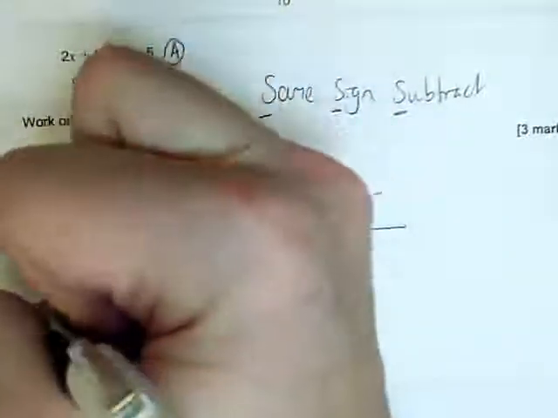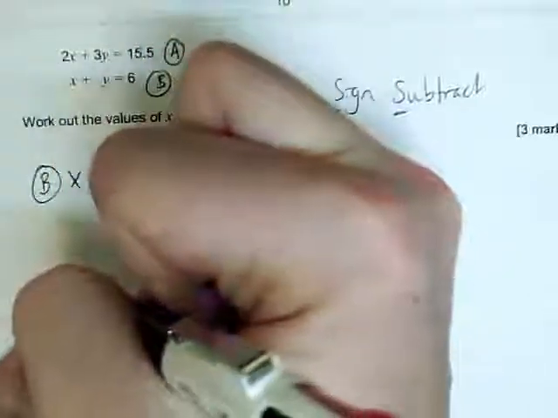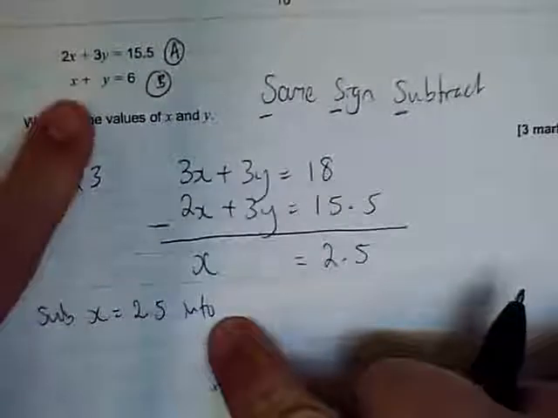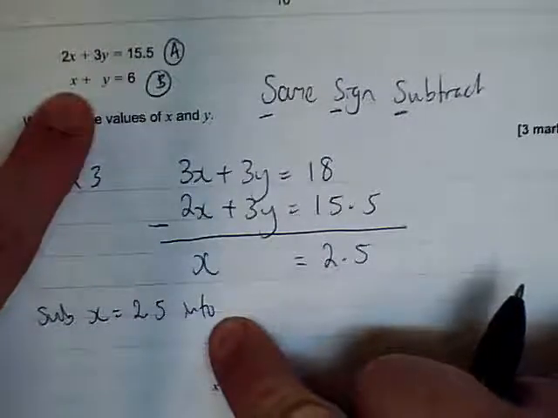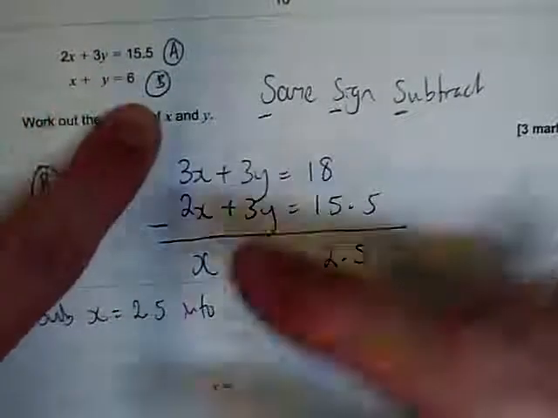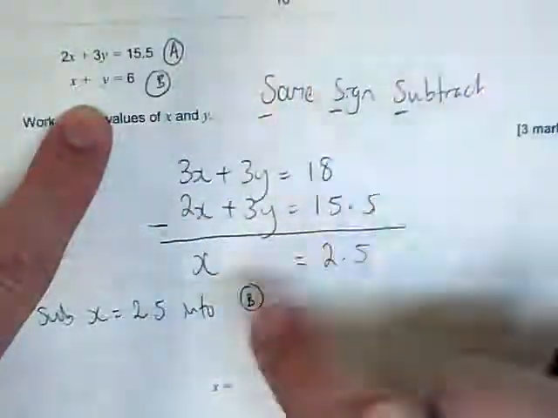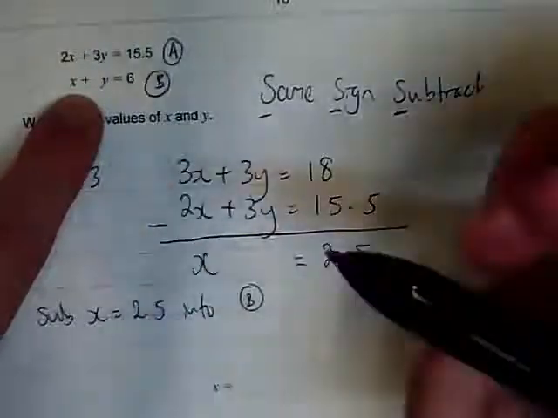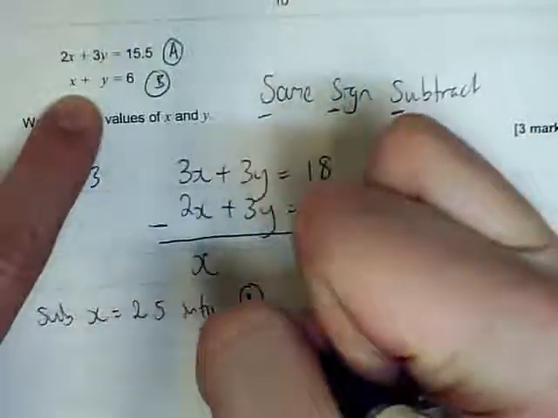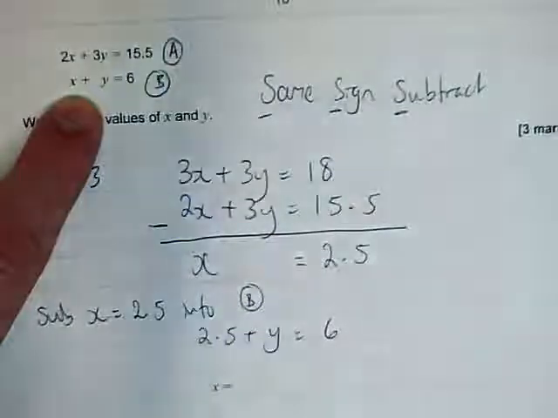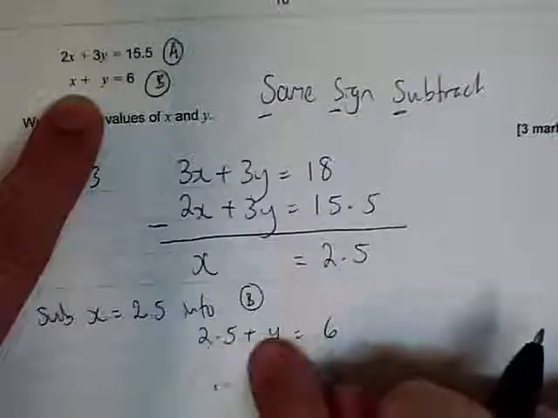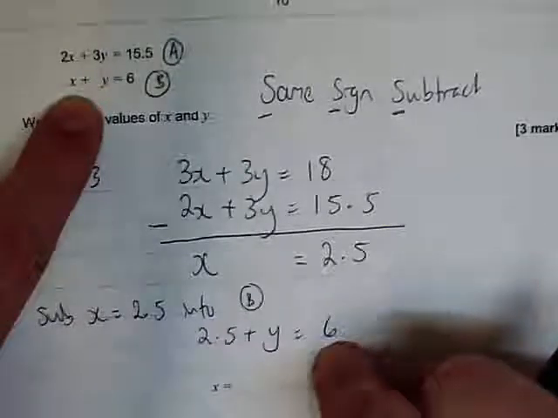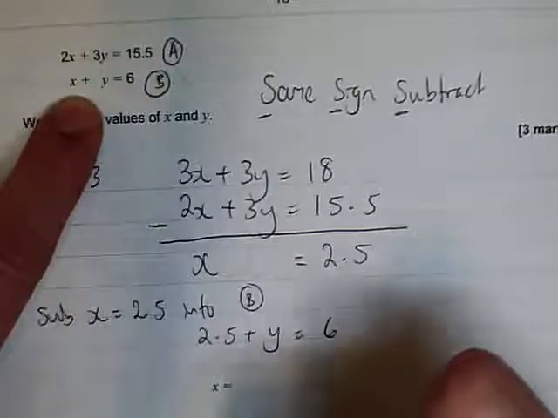I'm going to substitute that into one of the equations. It's going to be easier to substitute it into B because it's got smaller values in. So I'm going to copy out B, but instead of writing x, I'm going to write 2.5. So I've got 2.5 plus y equals 6. So 2.5 plus a number equals 6. If you take away 2.5 from both sides, y must be 3.5.